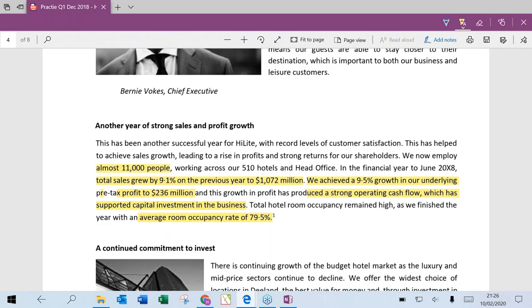The main thing is, where can we use this information? Total sales grew by 9%, 9.5% growth. These are not success factors, but they are the result of success factors that we achieved, all this growth. Strong operating cash flow could be a success factor, because of that we are able to support capital investments. Okay, so maybe this I would just mark as 1A, and then I will decide later.